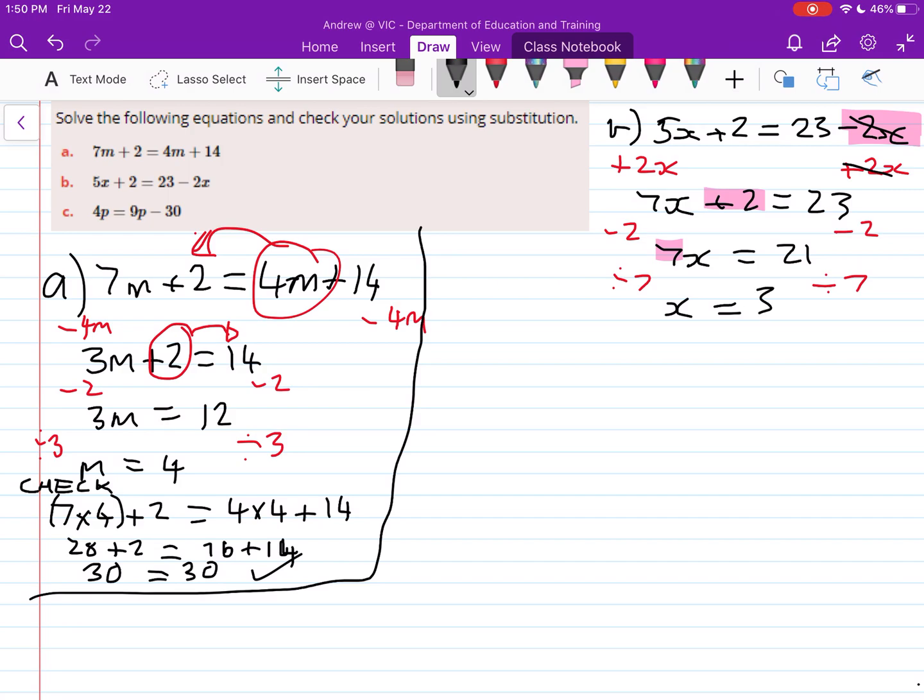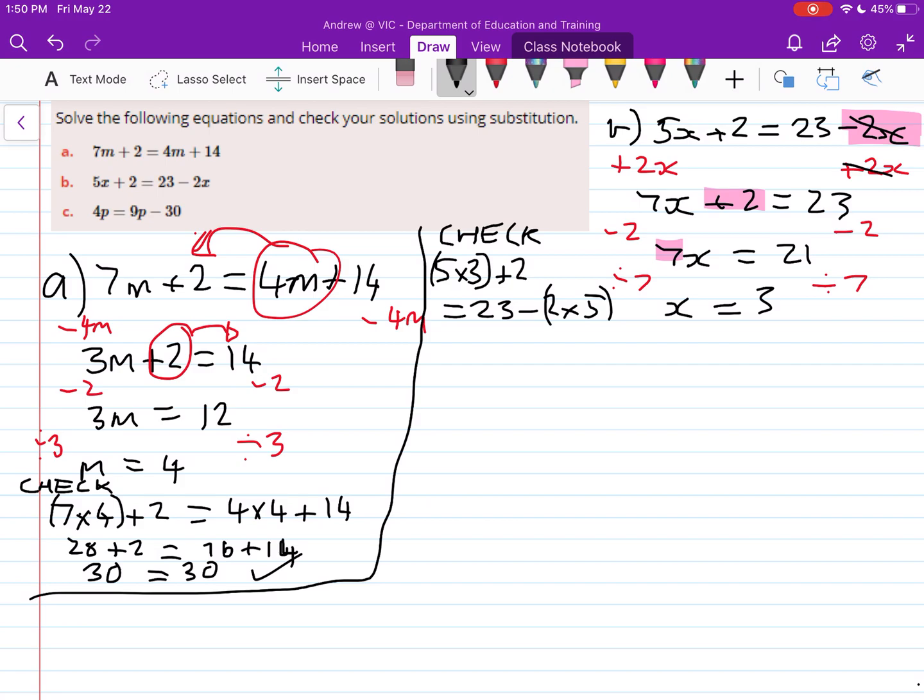Alright, so we're just going to do a check, and I'm going to do this up here. So x is equal to 3, so we substitute that back in. We have 5 times 3 plus 2. Oh, ran out of room here. Just going to do it on the next line. Is equal to 23 minus 2 times 5. It's always good to put brackets around them just so you know what to do first and making sure you're not making a little mistake.